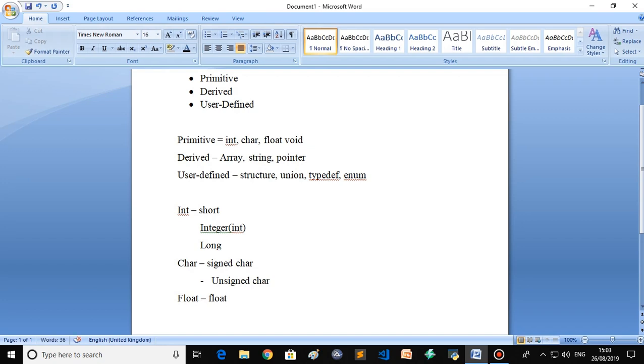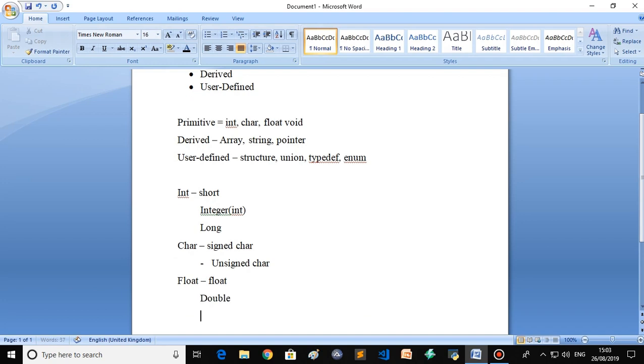Then comes the case of char. Char means character. So character means signed character, and another is unsigned character. If you assign this in programming, make sure that you write the u in small case, otherwise it will not work. And the next one is float.